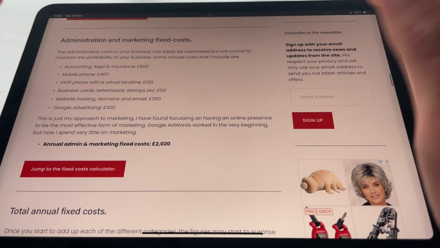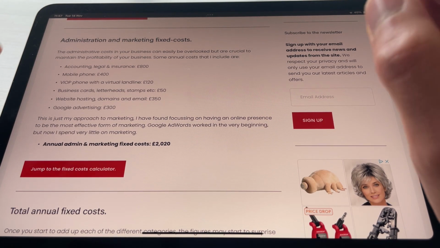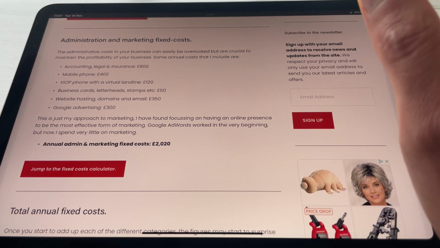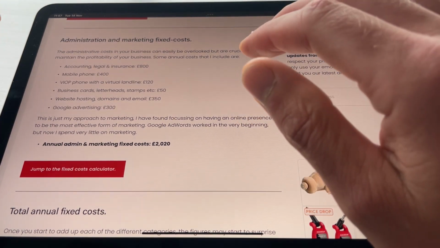Finally, one of the smallest parts is the admin and marketing costs. So this could be anything from your mobile phone, accounting, business cards, website hosting. So we're not talking huge sums of money, but you definitely need to include this as well.